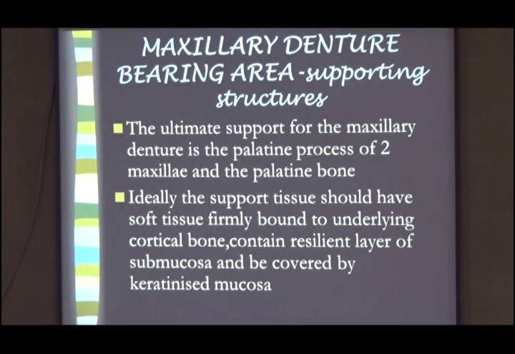Ideally, to call an area a support area, it should satisfy some factors. It should have keratinized mucosa, it should have good thickness of submucosa to act as cushioning or resiliency, and it should have compact bone. Wherever you have these, you can call that area a primary stress bearing area or a good support area. But unfortunately, most of the areas available for us to construct a complete denture do not fall under these criteria. Not many areas comply with these points.